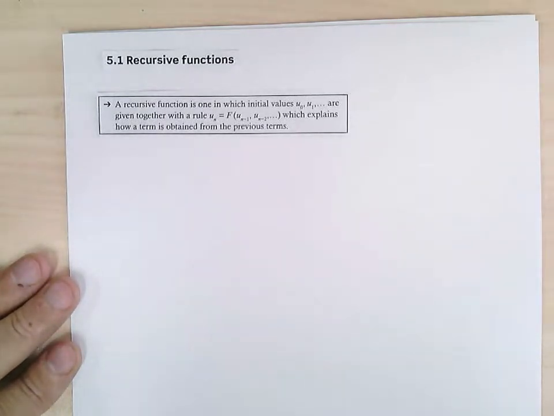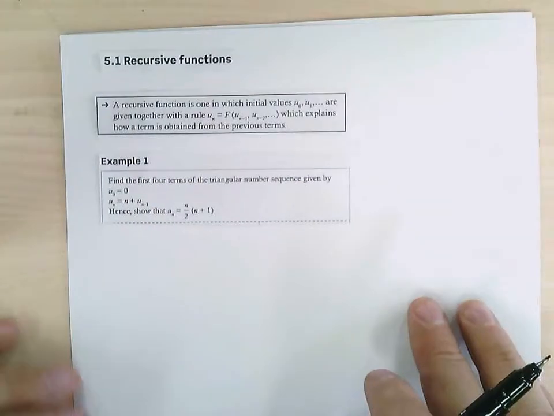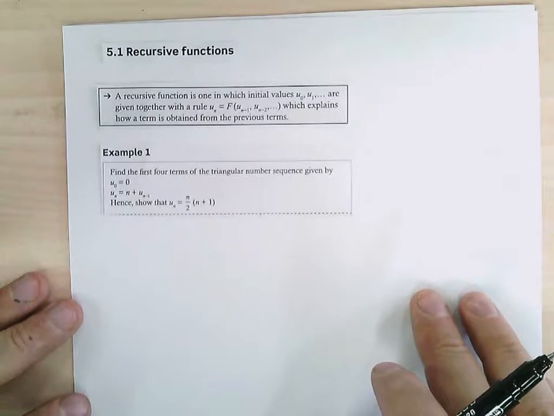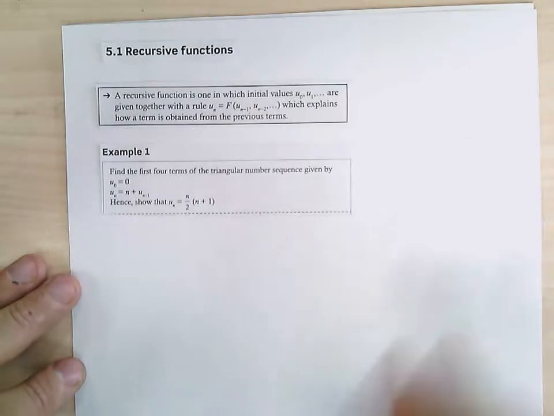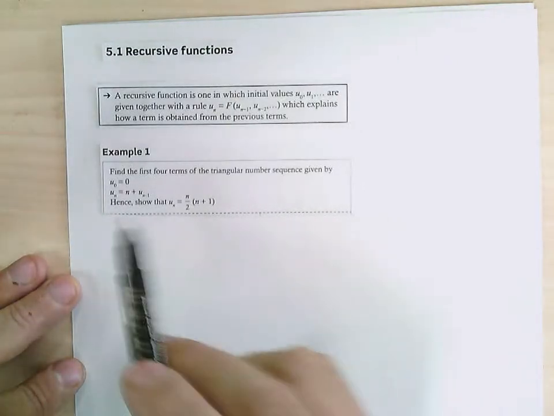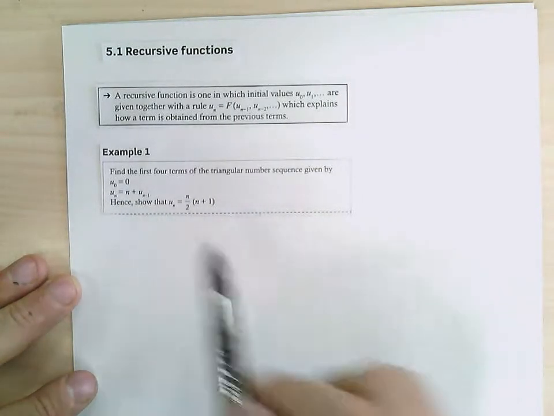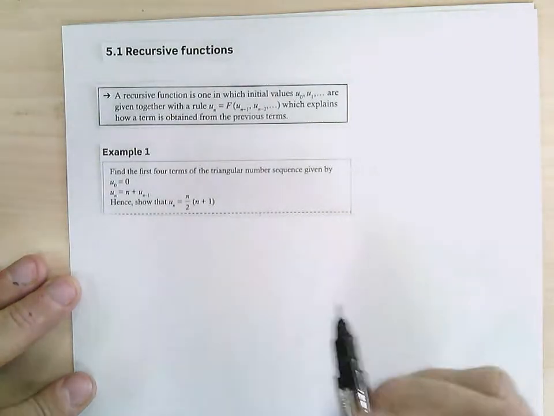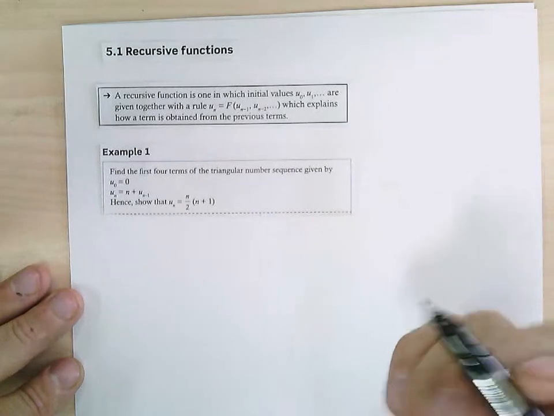other term. Sound good? So to see an example, let's look at example 1. It says find the first 4 terms of the triangle number sequence given by u of 0 is 0, u of n is equal to n plus u of n minus 1, hence show that u of n is equal to n over 2 times n plus 1. So we need the first 4 terms.